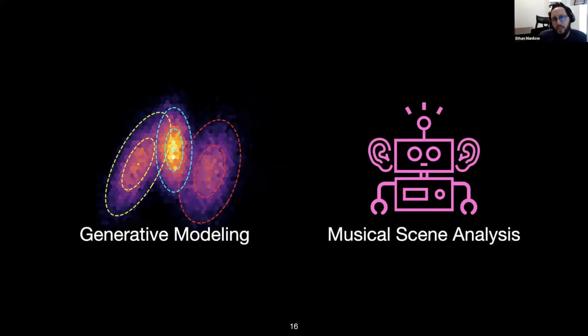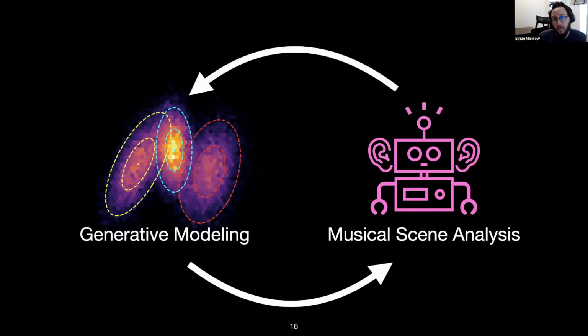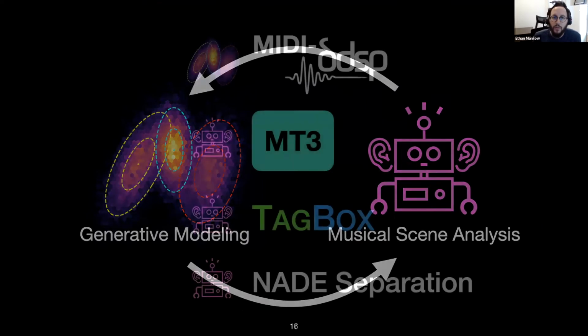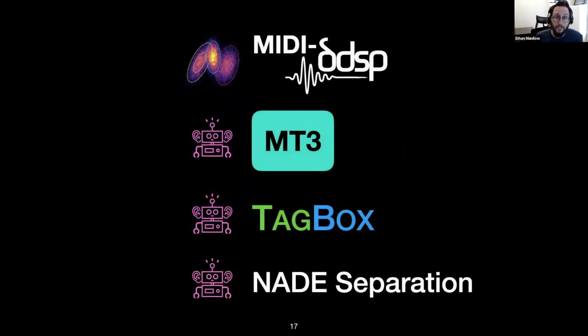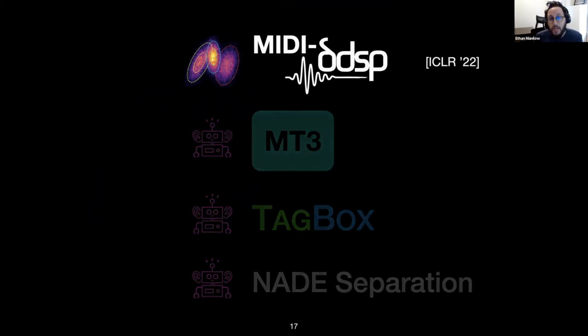Okay, so now we have some basic definitions for generative modeling and musical scene analysis. And I promised you that I was going to talk about some recent work where both of these ideas are blended together. So in total, I'm going to give an overview of 4 projects that do just that. They take ideas from one of these domains and apply it to the other. So first, I'm going to jump right into MIDI DDSP, which is a generative model for musical audio.